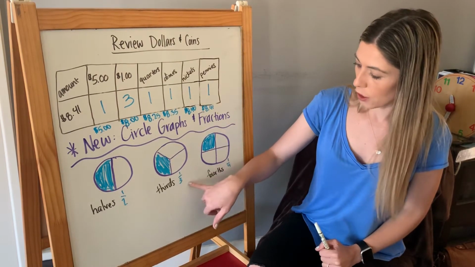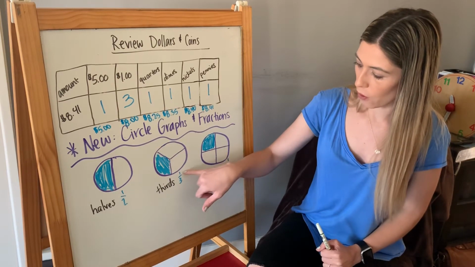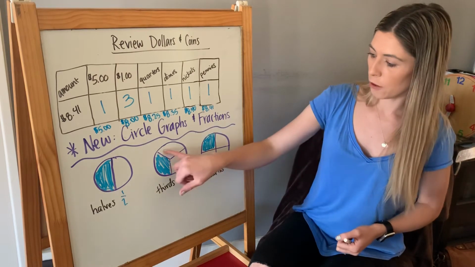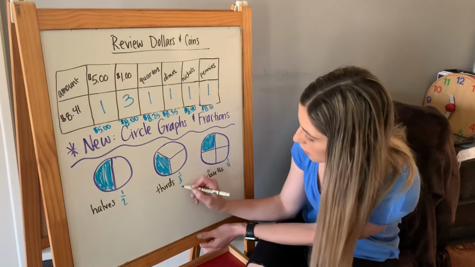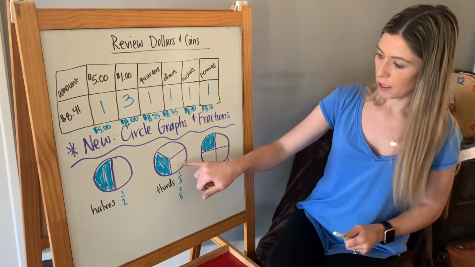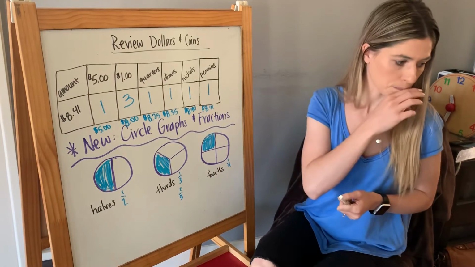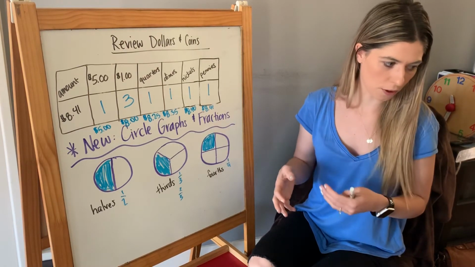If we say 1/3, it's cut into 3 pieces total, but only one of them is colored in. If 2 pieces were colored in, it would be 2/3. And if all 3 of them, it would be the whole thing, it would be 3/3 or 1 whole. Because you would be able to see the whole thing is colored in.